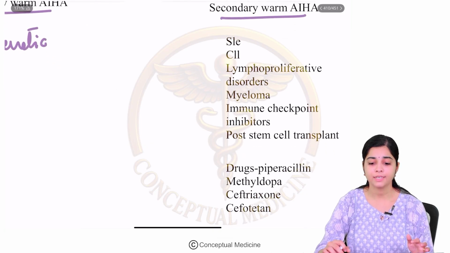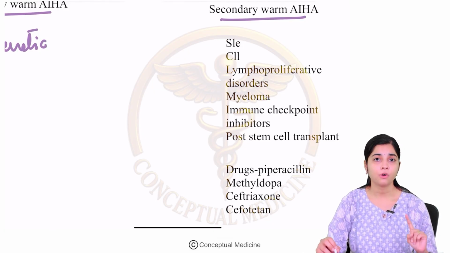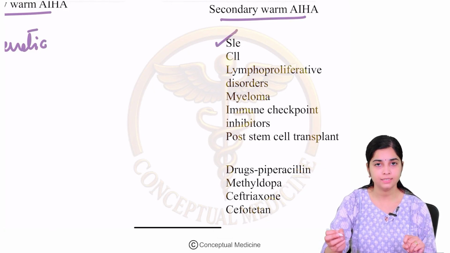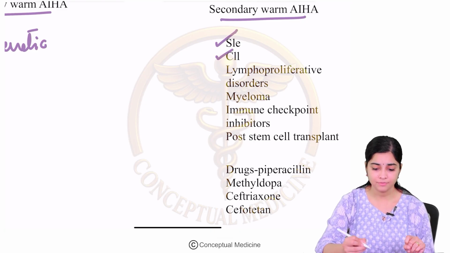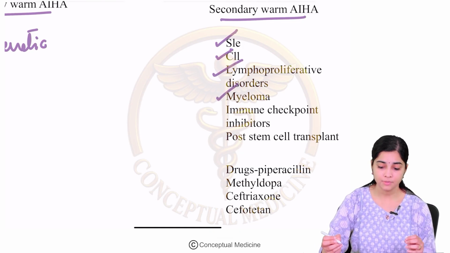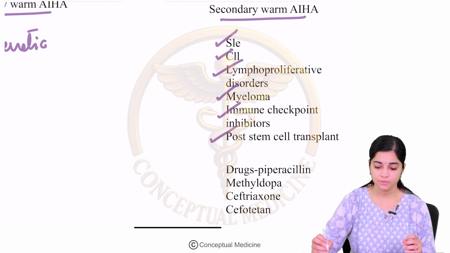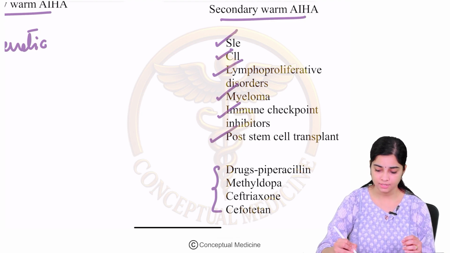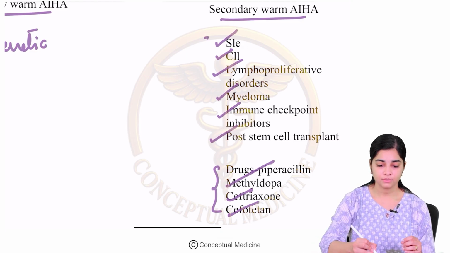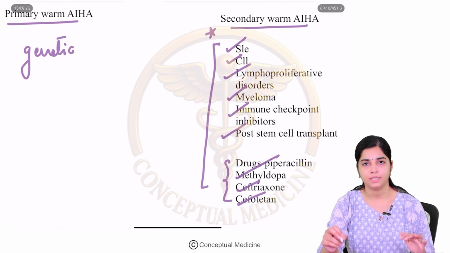What we should be really worried about is the secondary causes for warm autoimmune hemolytic anemias, of which you really have to remember SLE. Apart from that, we have CLL, certain lymphoproliferative disorders, myeloma, the newer drugs used in cancer chemotherapy, immune checkpoint inhibitors, and post-stem cell transplant. The drugs which can be associated with warm AIHA include piperacillin, methyldopa, ceftriaxone and cefotetan. These are some of the most important secondary causes for warm AIHA.